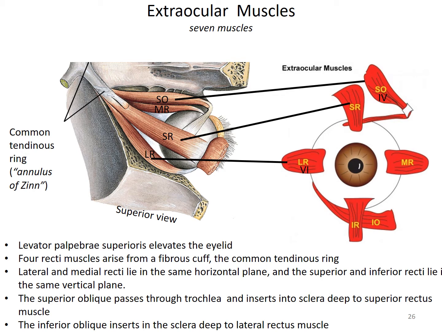cone of the recti. The lateral and medial recti lie in the same horizontal plane, and the superior and inferior recti lie in the same vertical plane. Neither the superior rectus nor the inferior rectus pulls directly parallel to the long axis of the eyeball, which would be the neutral axis of gaze. As a result, from the primary position, both recti tend to move the pupil medially, so they will adduct it. So if I pull on the superior rectus, it'll elevate, but also adduct the eyeball.